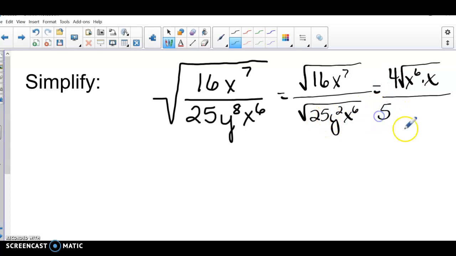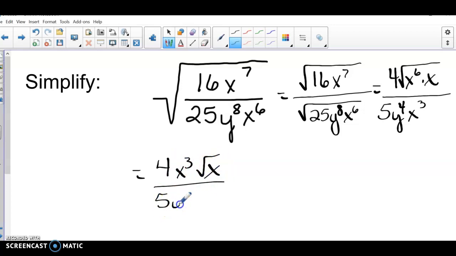25, I know the square root of it is 5. Both of these are even, so I can divide. 2 divided by 2 is 1, so 1y comes out. Oh, sorry. Can't copy right. Y to the 8th. So 8 divided by 2 is going to give me 4. 6 divided by 2 is going to give me 3. When I bring this out, 6 divided by 2 gives me 3. So I have 4x cubed times the square root of x over 5y to the 4th x cubed.